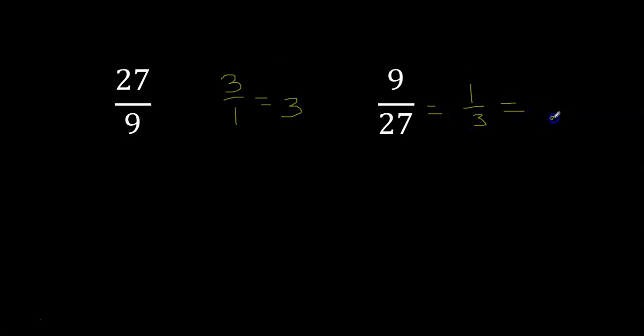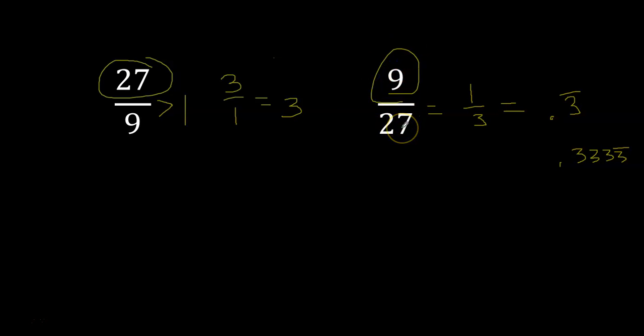which is equal to a decimal value, so 0.3 repeating. Remember, when you put a line over it, it means that the pattern goes on forever. So that 3 goes on forever. So this fraction that has a larger numerator than denominator is greater than 1. It's equal to 3. But this fraction that has a numerator that is smaller than the denominator is equal to a fraction that is less than 1. So this is less than 1. It's equal to just a third.